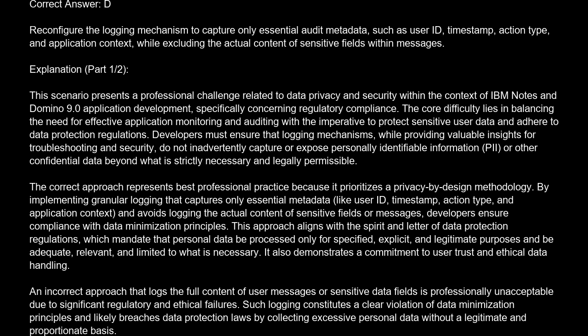The correct approach represents best professional practice because it prioritizes a privacy-by-design methodology. By implementing granular logging that captures only essential metadata, like user ID, timestamp, action type, and application context, and avoids logging the actual content of sensitive fields or messages, developers ensure compliance with data minimization principles. This approach aligns with the spirit and letter of data protection regulations, which mandate that personal data be processed only for specified, explicit, and legitimate purposes, and be adequate, relevant, and limited to what is necessary. It also demonstrates a commitment to user trust and ethical data handling.